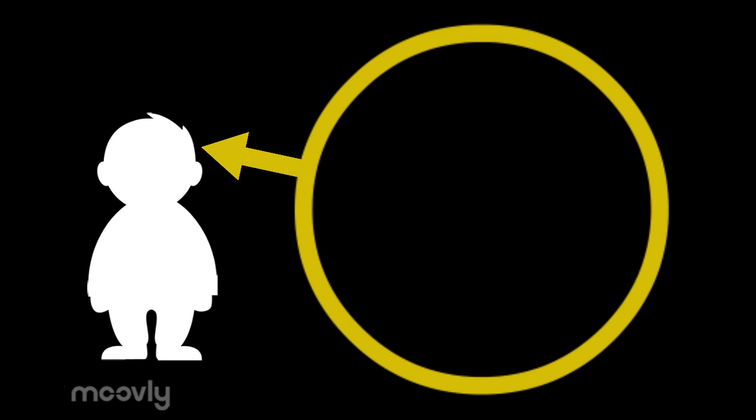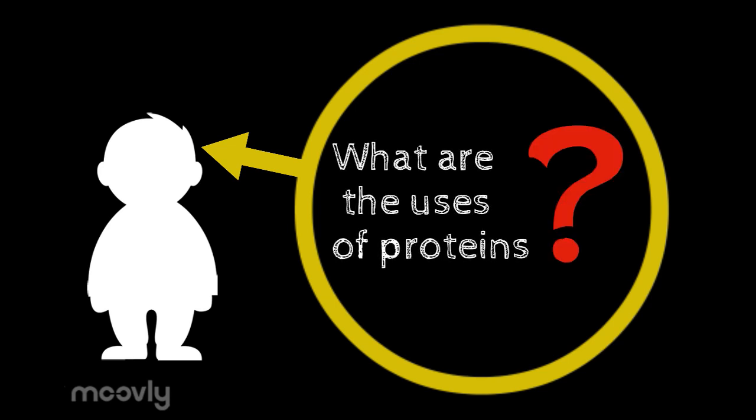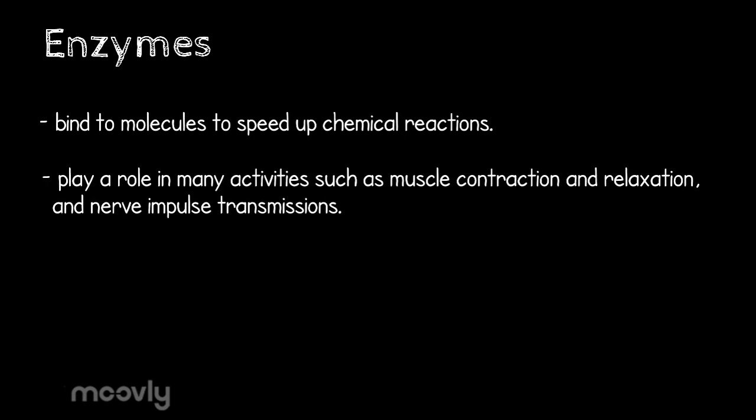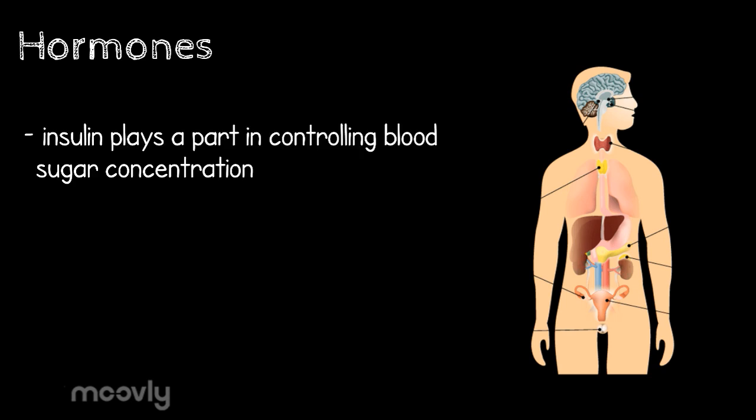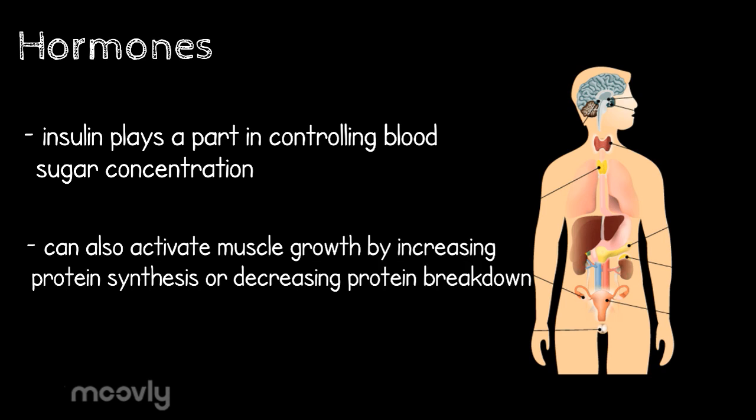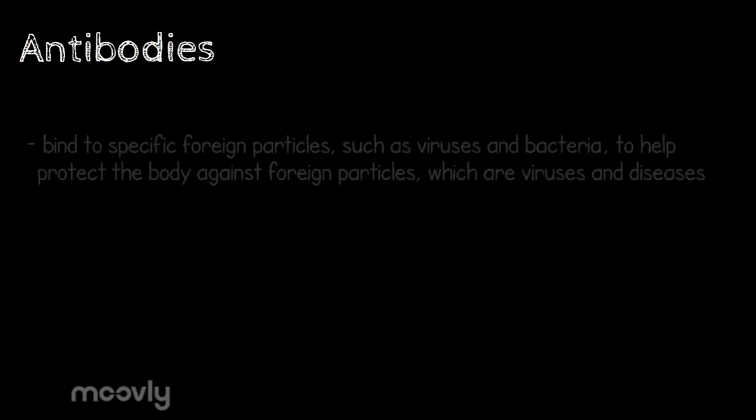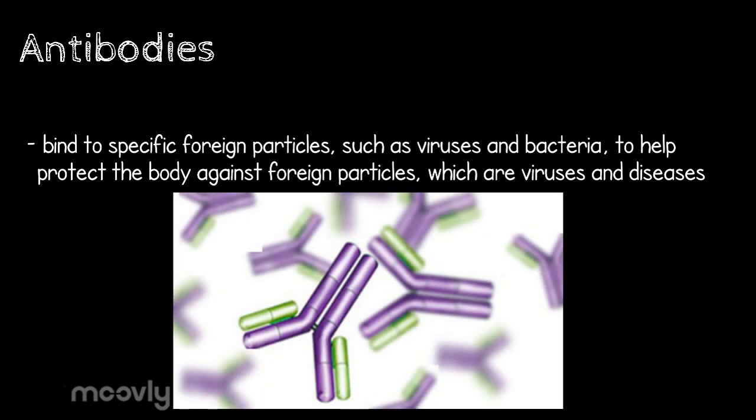So you might be thinking, what are the uses of proteins? Well, proteins act as enzymes. Enzymes speed up chemical reactions in the body and play a role in many activities happening in the body. Hormones are also proteins, and they control blood sugar concentration and activate our muscle growth. Lastly, proteins act as antibodies which protect the body against viruses and diseases.